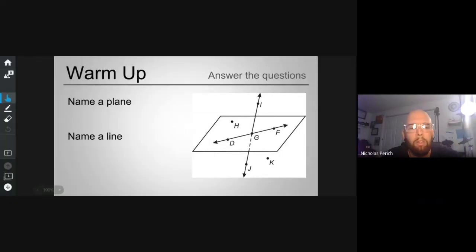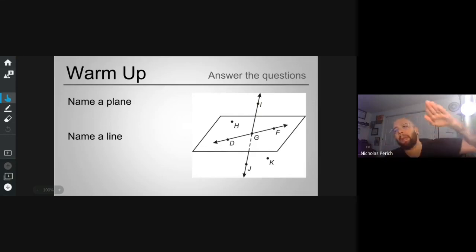Hello. What you see in front of you is a plane with the line JI sticking through it. K is just floating around in the middle of nowhere. H is on the plane. D, G, and F are on the plane. And D, G, and F are all on a line in the plane. IJ intersects through G.